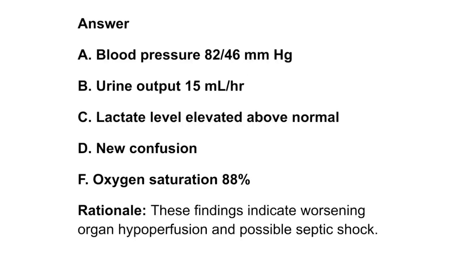Answer: A. Blood pressure 82/46 mm of mercury. B. Urine output 15 milliliters per hour. C. Lactate level elevated above normal. D. New confusion. F. Oxygen saturation 88%. Rationale: these findings indicate worsening organ hypoperfusion and possible septic shock.